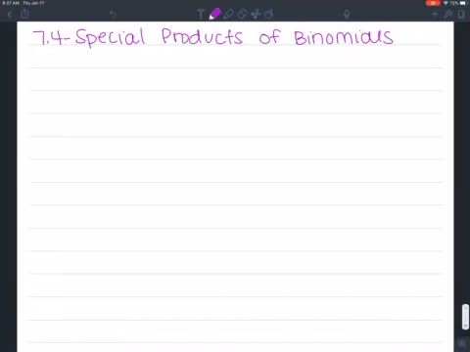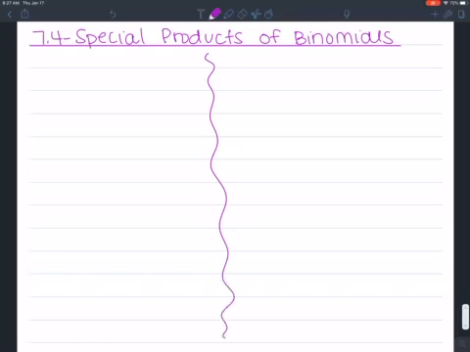So today we're talking about lesson 7.4, which is the special products of binomials. There are a few patterns that will arise when we have a certain type of problem. So we're going to look at a bunch of different examples. So let's say we have x plus 7, and we're going to multiply it by x minus 7.